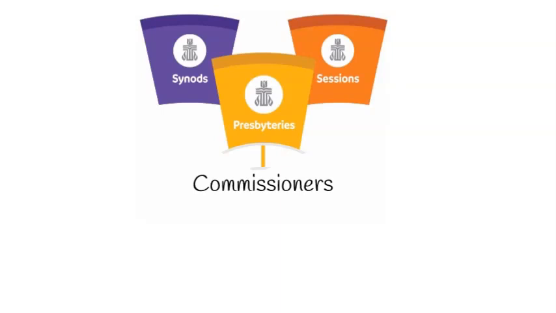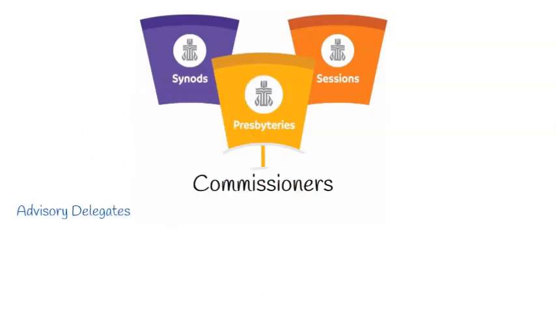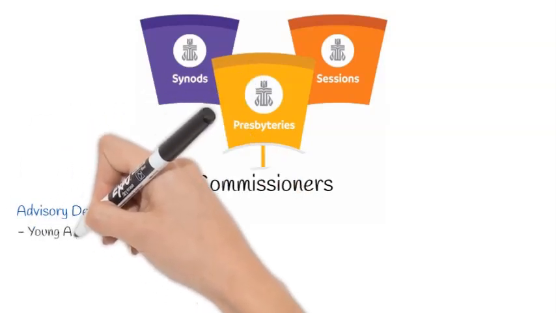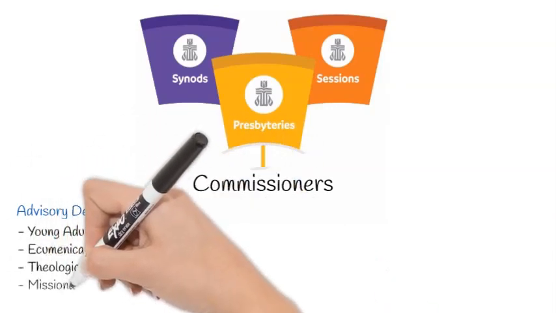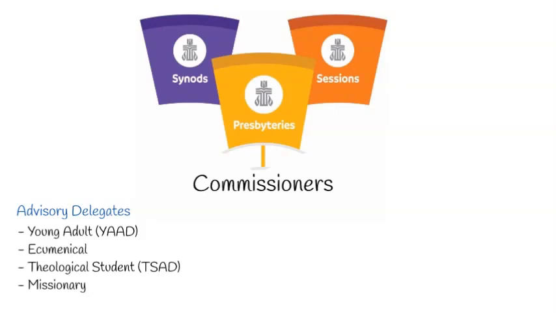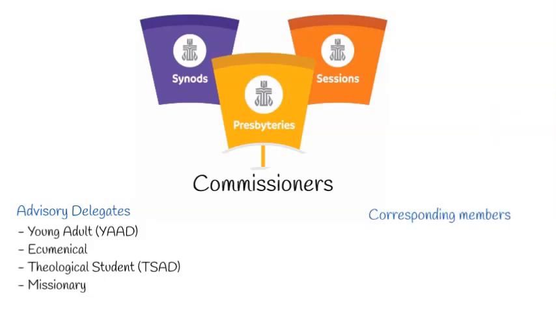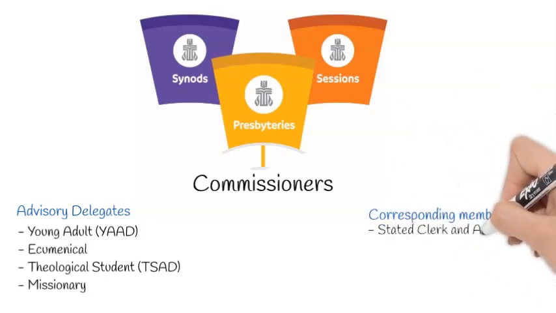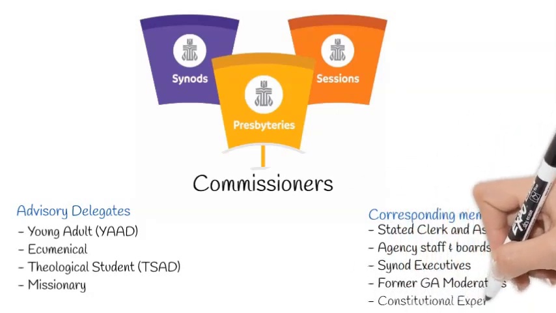You'll also notice advisory delegates and corresponding members. There are 4 categories of advisory delegates: young adult, theological student, missionary, and ecumenical. Corresponding members are those holding or having held certain offices of the church: former General Assembly moderators, stated clerk, and specific agency, staff, and boards, synod executives, and members of the Advisory Committee on the Constitution.